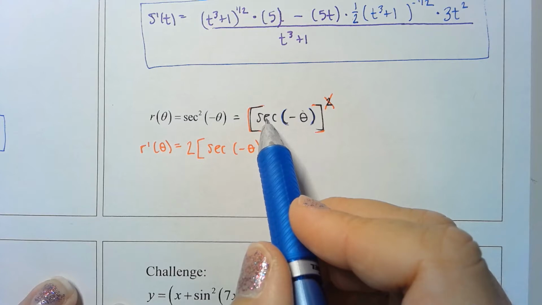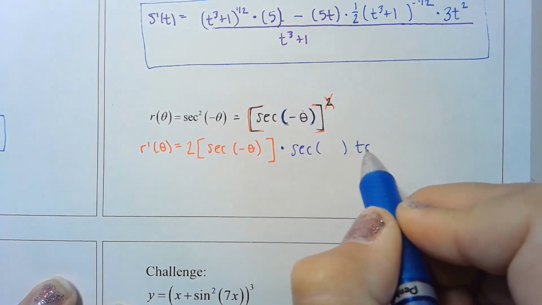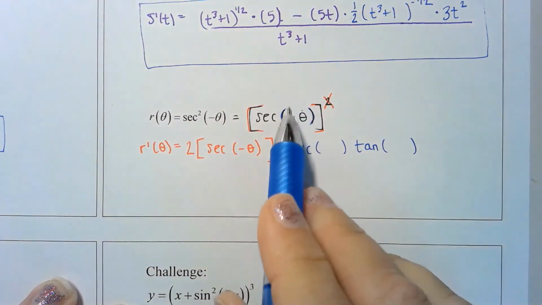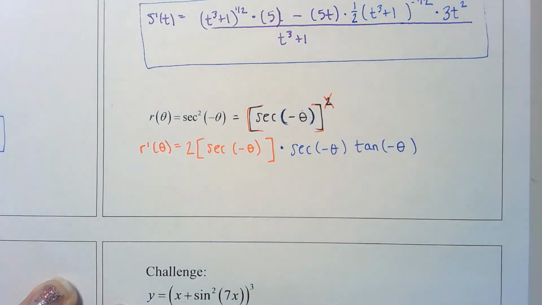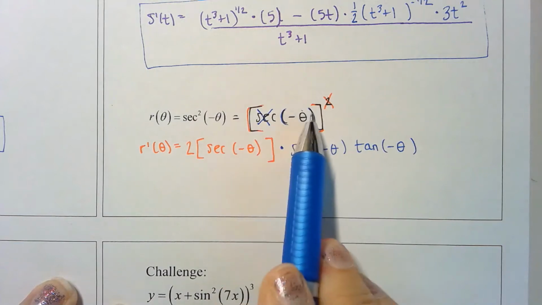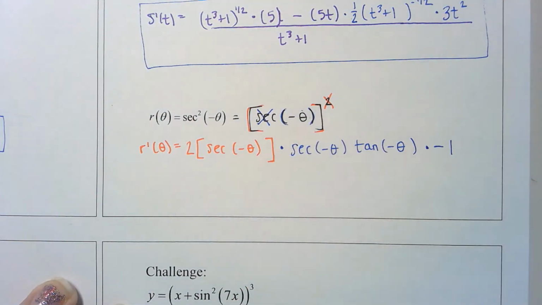So we start with secant. The derivative of secant is secant blank tangent blank. What was inside? A negative theta. So we just took care of the secant. The last thing we haven't touched is the very inside, and the derivative of the very inside is -1. Not much to do here.